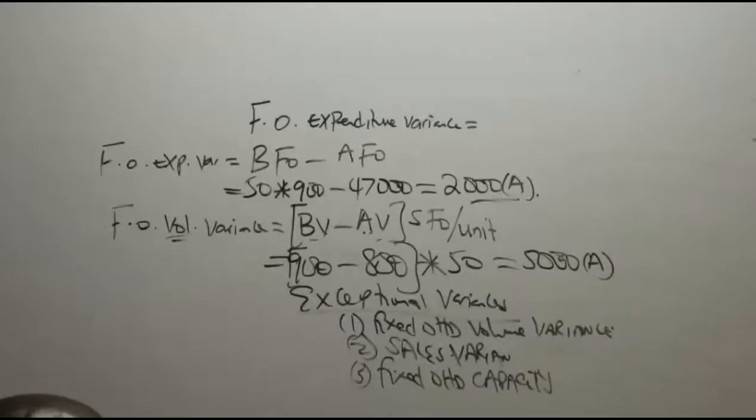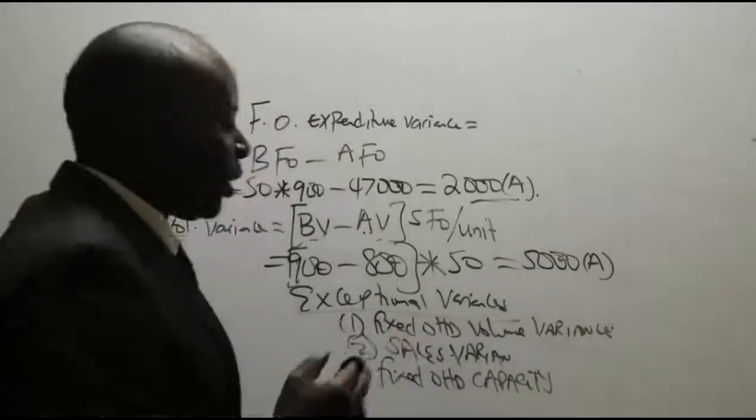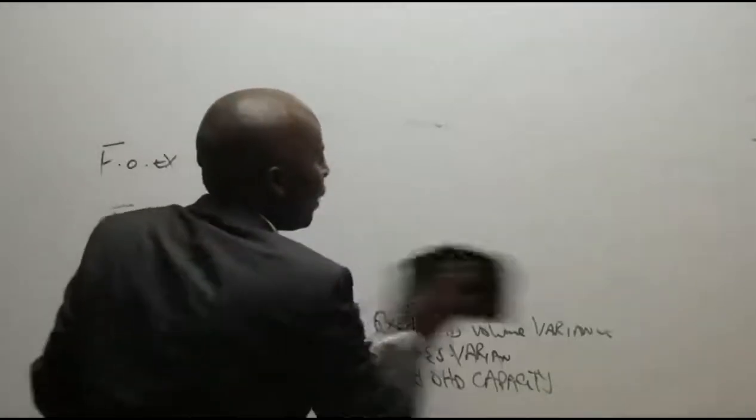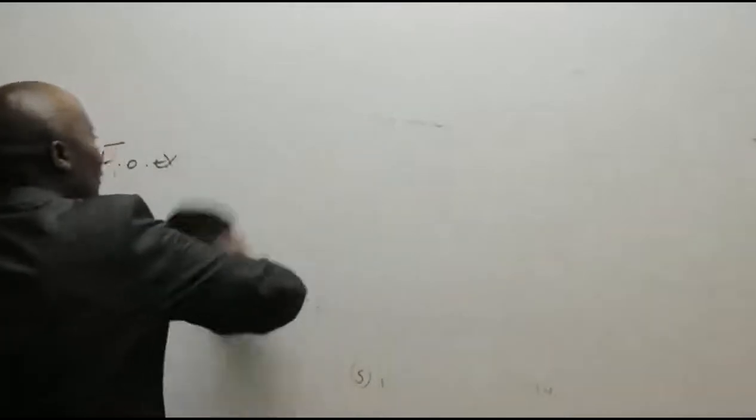Before we look there, can somebody give me the components of a fixed overhead volume variance? Now this fixed overhead volume has got 2 children. The fixed overhead volume variance has two children.